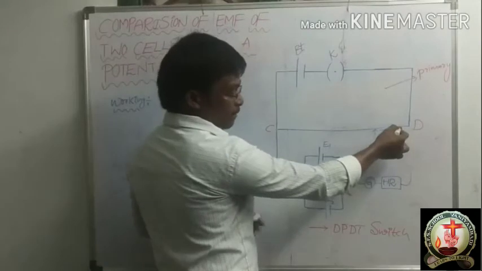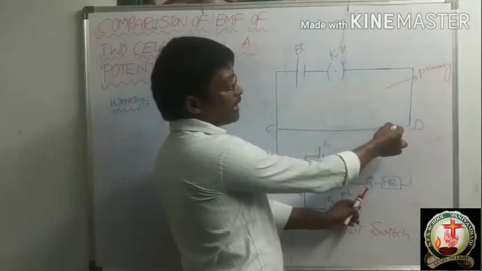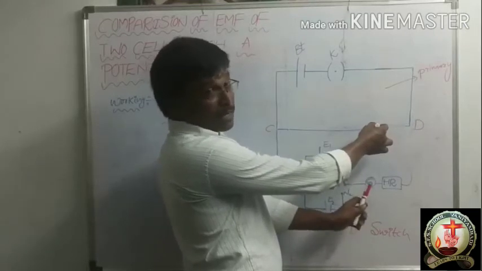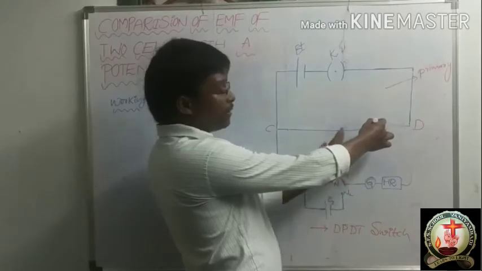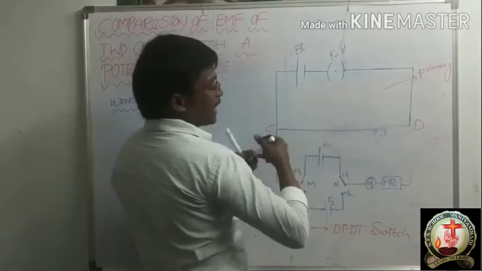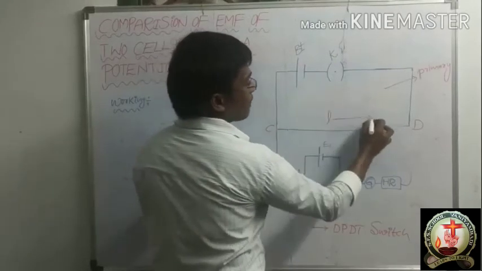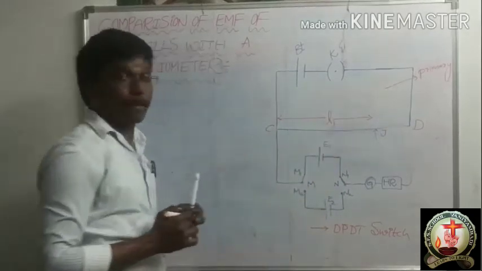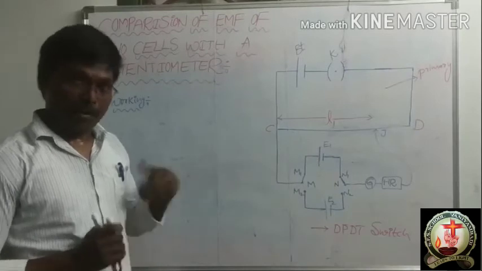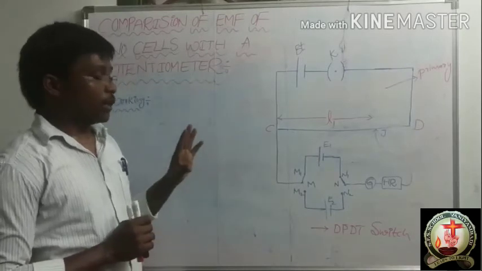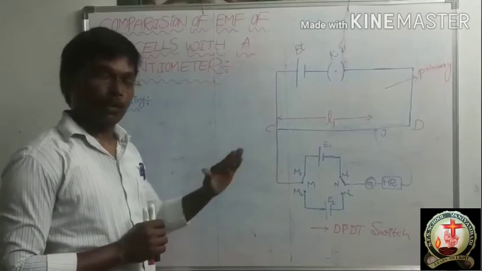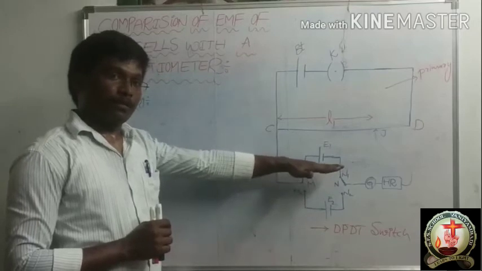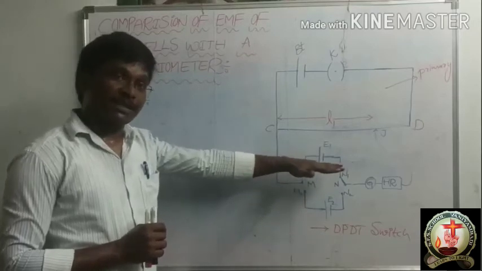I will place the jockey here, and the galvanometer will show some reading. I keep moving the jockey like this. At one particular point, the galvanometer shows zero deflection. At that time, I will stop the jockey on the potentiometer wire, and that is the balancing length L. I told you already yesterday. But here I am denoting the balancing length as L1. I am telling you again: press the DP-DT switch towards the first cell, and at that time the first cell is connected with the secondary circuit.